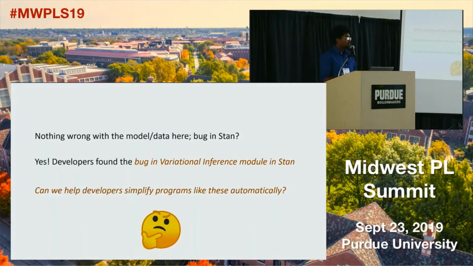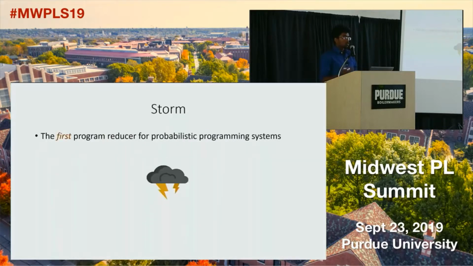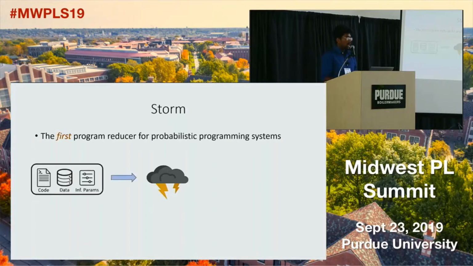So can we actually help developers simplify programs like this and make it easier to debug the systems? Yes. We introduce Storm, which is the first program reducer for probabilistic programming systems. On a high level, it takes as input the program, data, and inference parameters which exhibit some failure in the system, and produces a smaller version of that, which reproduces the exact same failure.